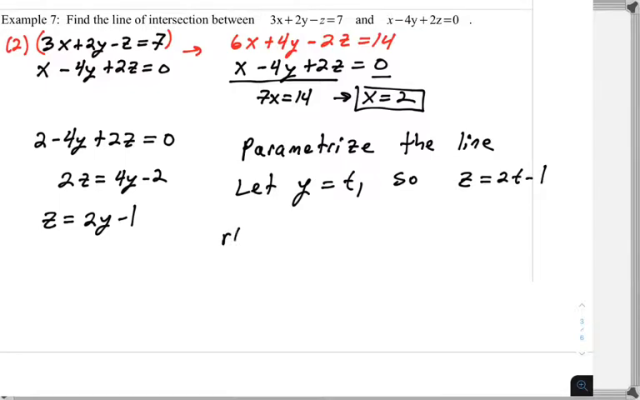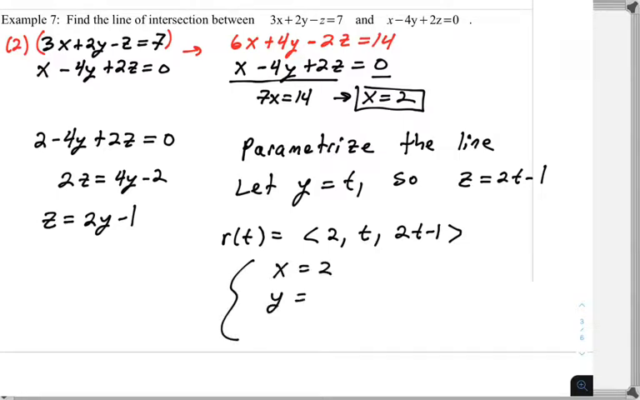Okay, so we have our parameterization. So I'll use the vector valued function r of t. The x is 2, the y is t, and the z is going to be 2t minus 1. And we can also write this as a set of parametric equations. x is 2, y is t, and z is equal to 2t minus 1. So if we use some software like GeoGebra, we could graph this, and this would generate the line of intersection.